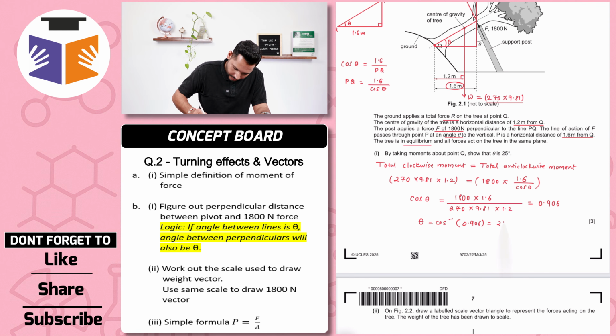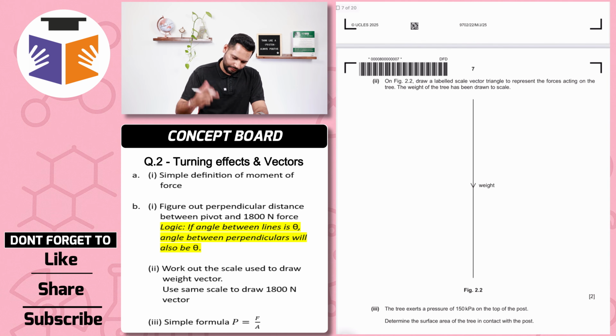This comes 25.04, which is approximately 25 degrees. Okay. Next, on figure 2.2, draw a labeled scale vector triangle to represent the forces acting on the tree.